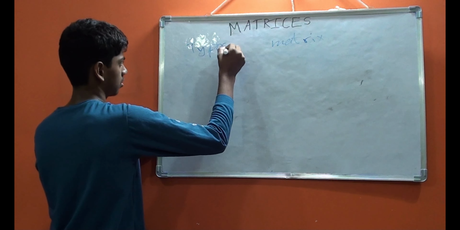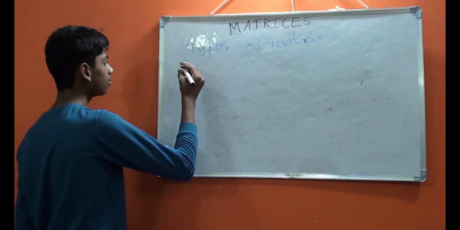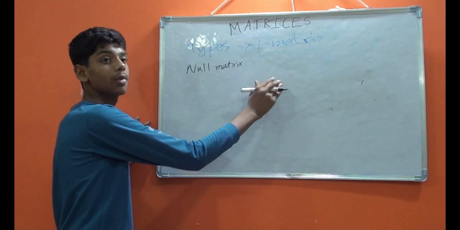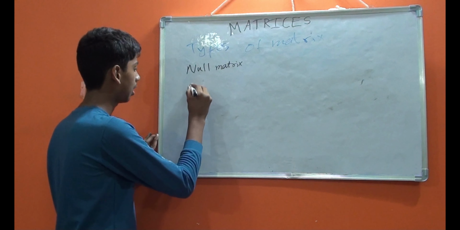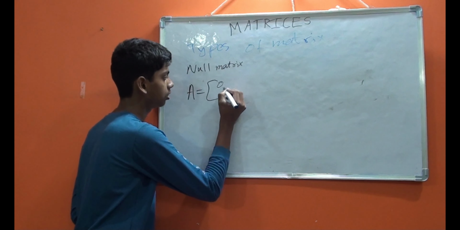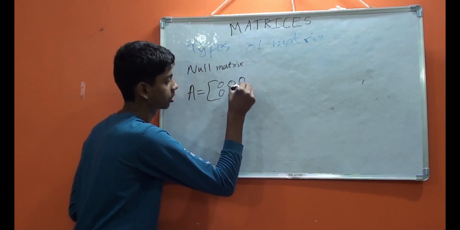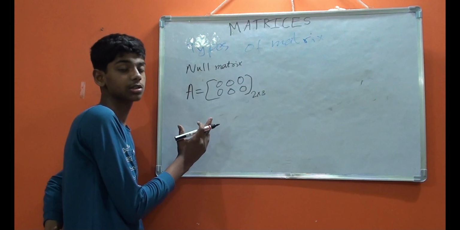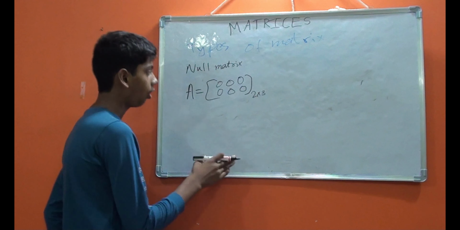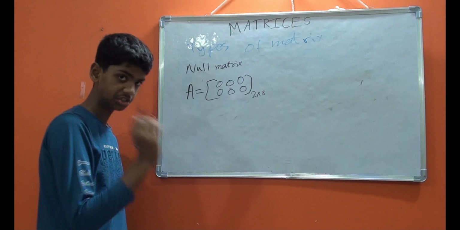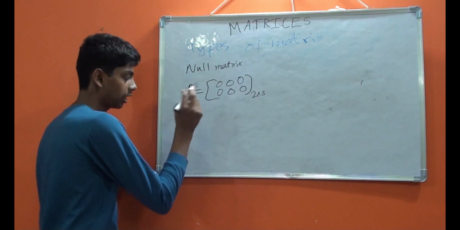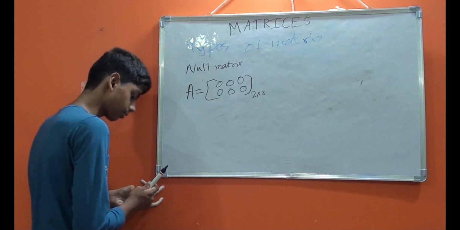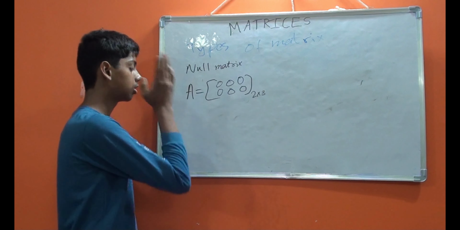Types of matrix. Now we learn about the null matrix. What is a null matrix? Let's take matrix A equals 0, 0, 0, 0, 0, 0. Its order is 2 into 3. This is a null matrix because all the elements in the matrix are 0. A null matrix means all elements in the matrix should equal 0. Those kinds of matrices are called null matrices.